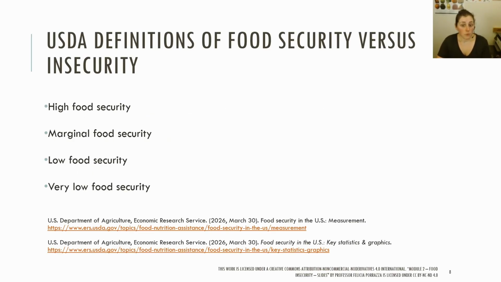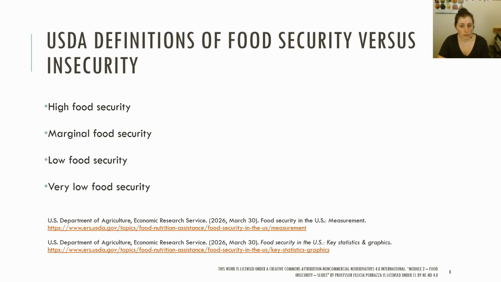Food security language was updated in 2006 by the USDA to a continuum with 4 ranges. High food security, which is when households had no problems or anxiety about consistently accessing adequate food. Marginal food security, which is when households had problems at times or anxiety about accessing adequate food, but the quality, variety, and quantity of their food intake was not substantially reduced. There's little or no indication of changes in diet or food intake.